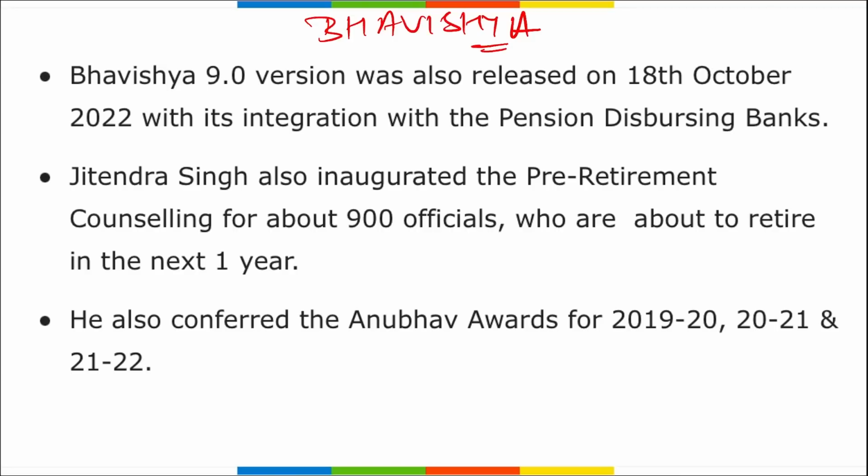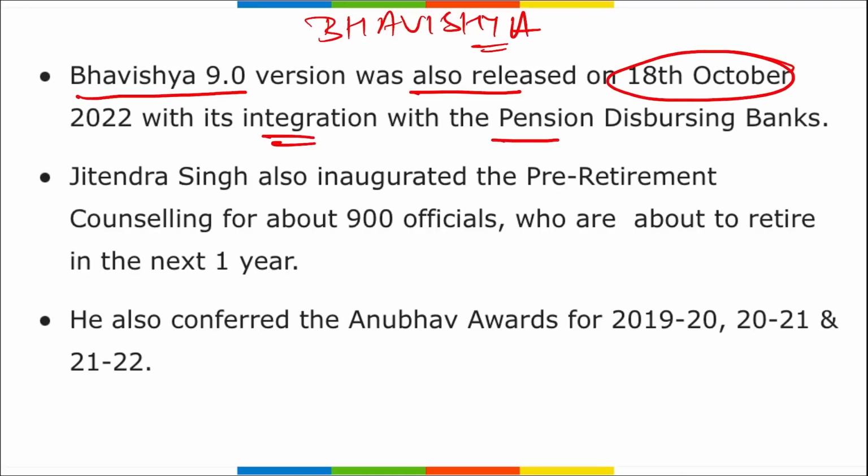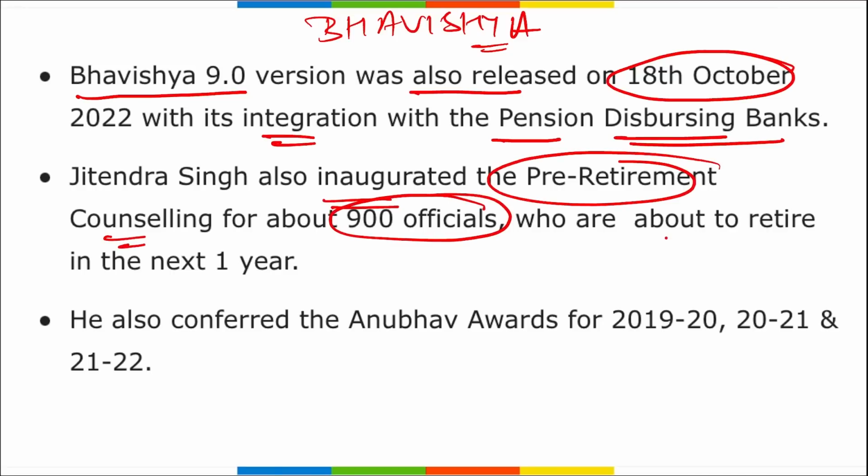Bhavishya. Alright, the pension section and payment tracking system. Bhavishya 9.0 version was also released on 18th of October with integration with the pension disbursing banks. Also remember, Jitendra Singh also inaugurated a pre-retirement counseling for about 900 officials who are about to retire in the next 1 year. Then he also conferred the Anubhav Award for 2019, 20, 21 and 22.